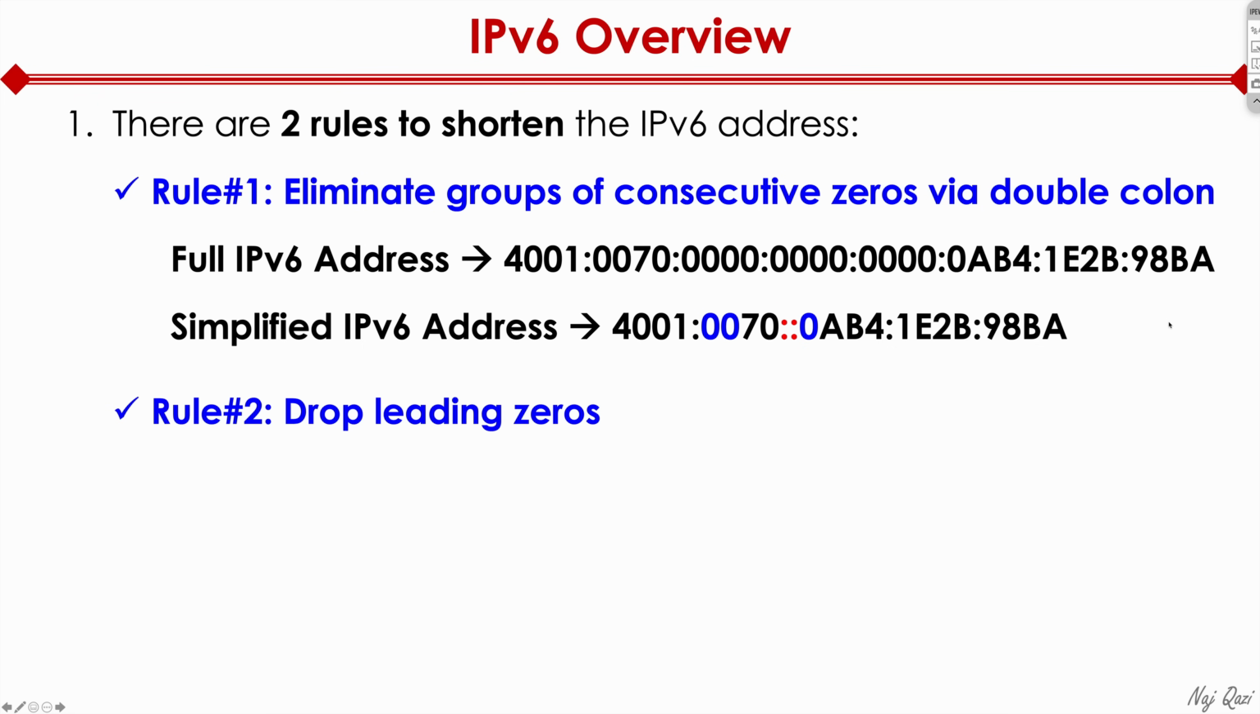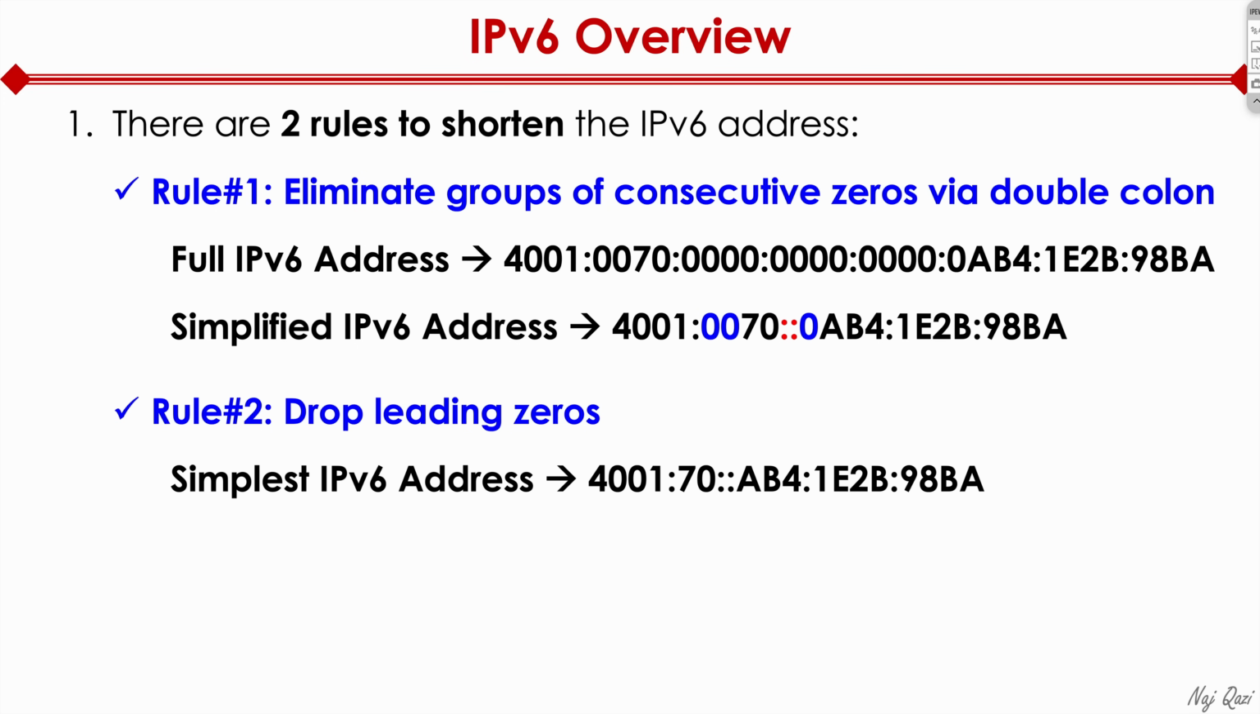Now, to continue building on this, rule number 2 is we can also drop the leading zeros. What that means is the simplest form of this IPv6 address that we just looked at. So initially, this is how we write the full address. Then we simplified it further. And if you look at this one, this is the simplest form. And what did we do here? We dropped these two zeros and we dropped this zero right here. You see they're missing. If you look below, right here, these two zeros in blue and this zero in blue is missing.